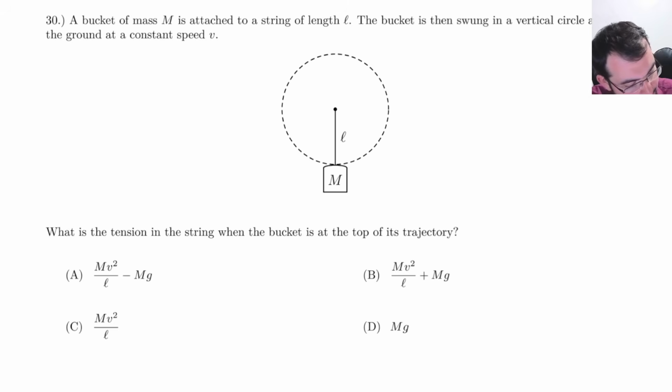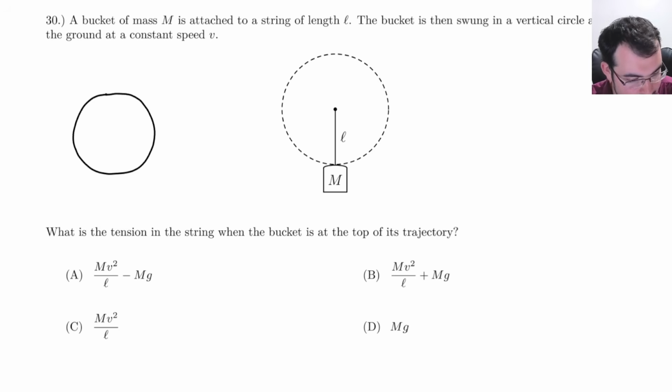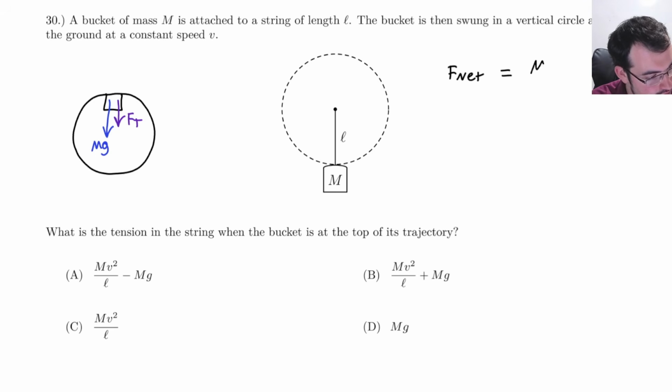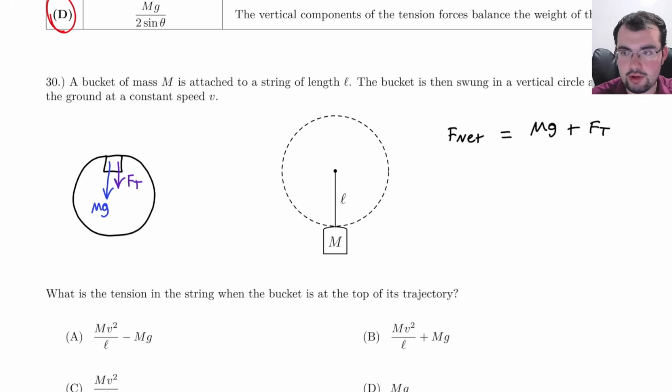Well, at the top of its trajectory, we're going to have something like this. So we know that the weight of the bucket, mg, is going to pull down, and we also know that the tension in the string connecting us to the center of the circle is also straight down. So the net force at the top of the circle is the sum of mg and the tension force. Since we're moving in a circle, the net force is supplying a centripetal force, so we can say that is equal to mv squared over r.